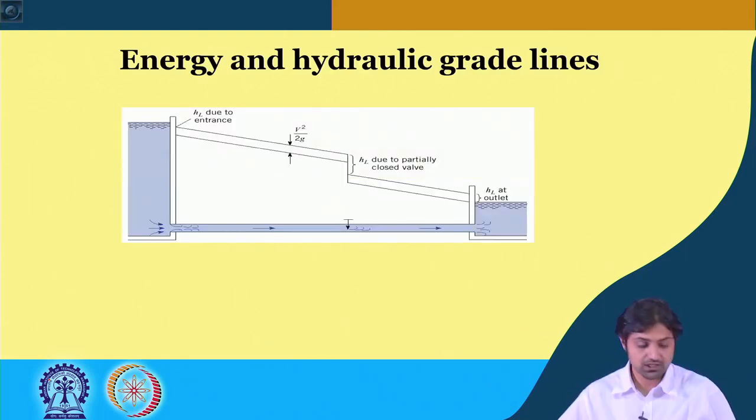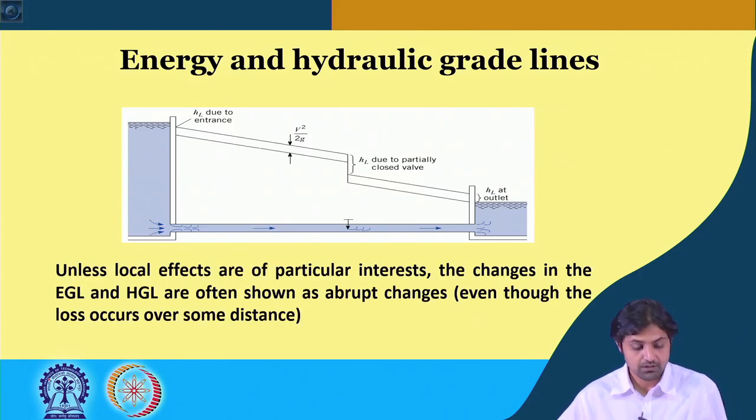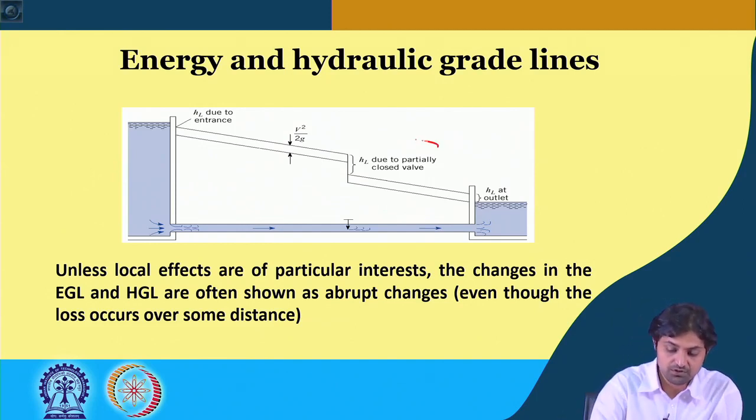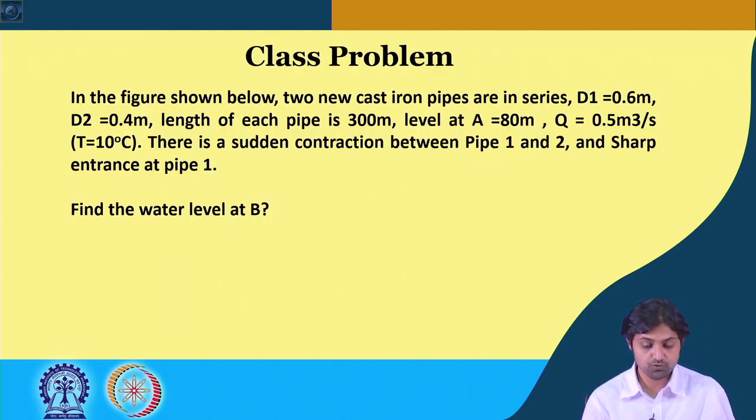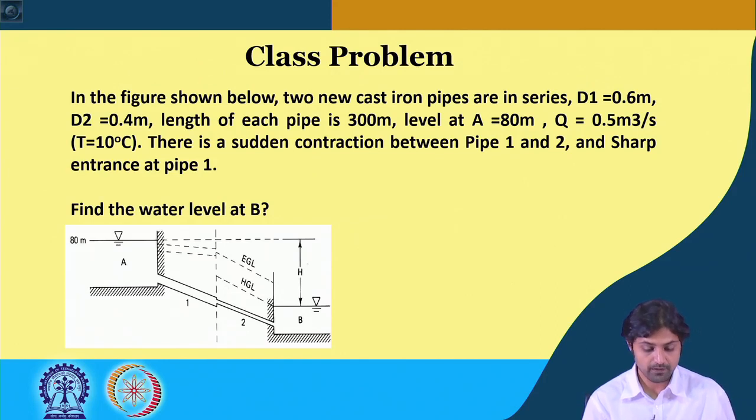Now, something about the energy and hydraulic grade line. Unless the local effects are of particular interest, the changes in EGL and HGL are often shown as abrupt changes even though the loss occurs over some distance. Okay. So, in the figure shown below, two new cast iron pipes are in series, the length of each pipe is given and the level at A is also given. Now, we have to find the water level at B, a very simple and good question.